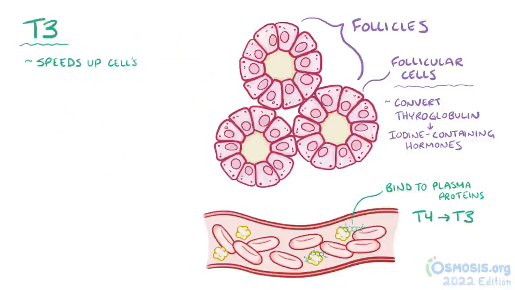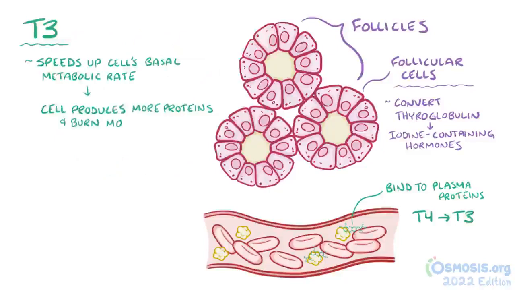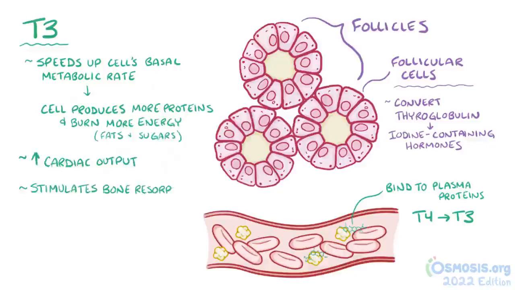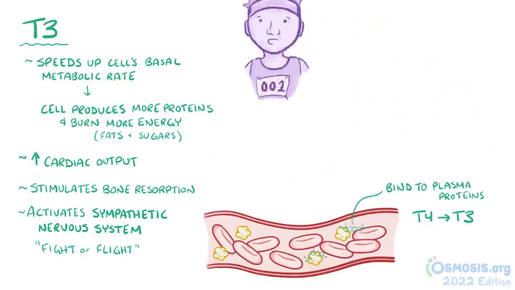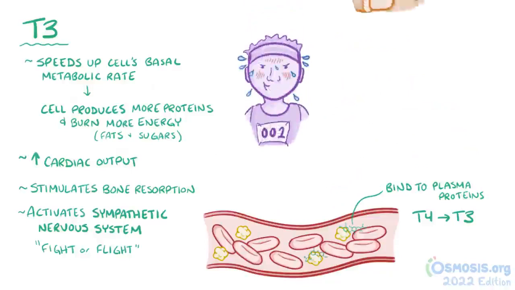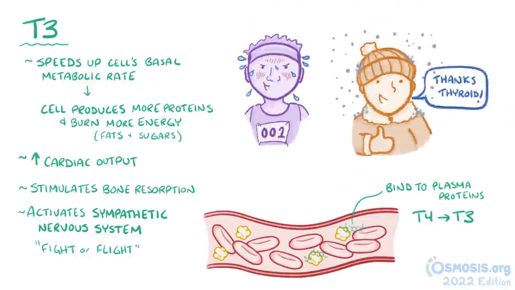T3 speeds up the basal metabolic rate. So as an example, cells might produce more proteins and burn up more energy in the form of sugars and fats. It's like the cells are kind of in a frenzy. T3 increases cardiac output, stimulates bone resorption, which thins out the bones, and activates the sympathetic nervous system, which is a part of the nervous system responsible for our fight or flight response. Thyroid hormone is important, and the occasional increase is like getting a boost to fight off a hungry predator, or to stay warm during a snowstorm, or both.